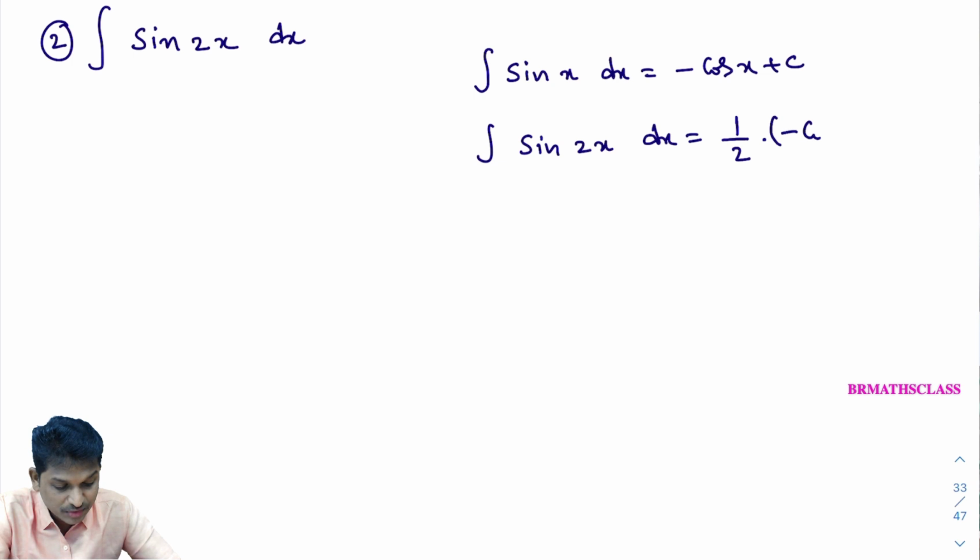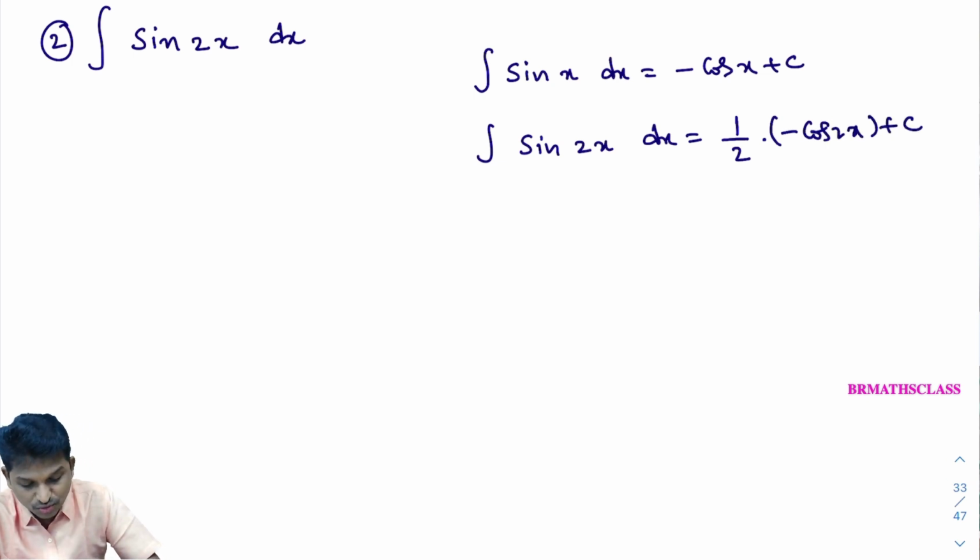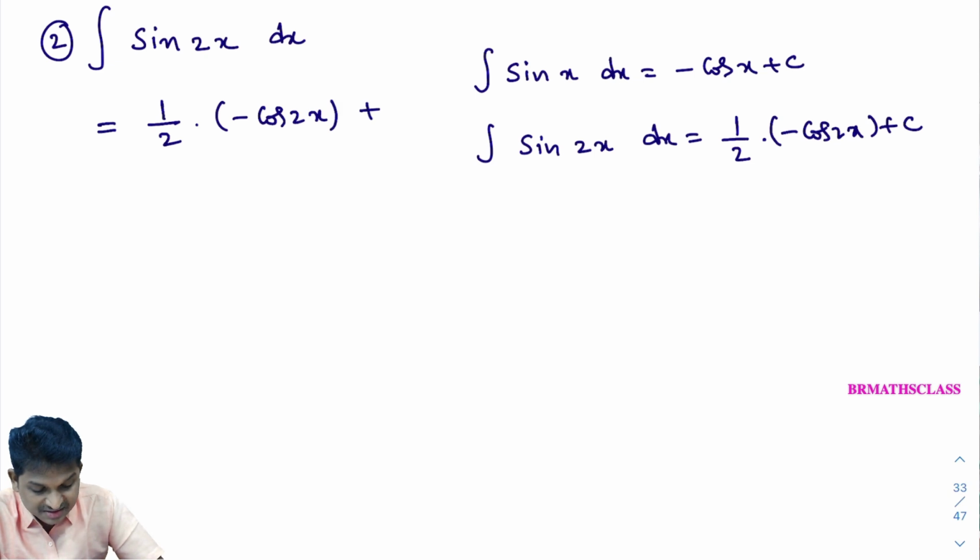So minus cos 2x plus c. Okay. So here what you will get, in place of x, here ax plus b is there. Its answer starts with 1 by x coefficient. X coefficient is 2. We know that integral of sin x dx is minus cos x. So integral of sin 2x is minus cos 2x plus c.